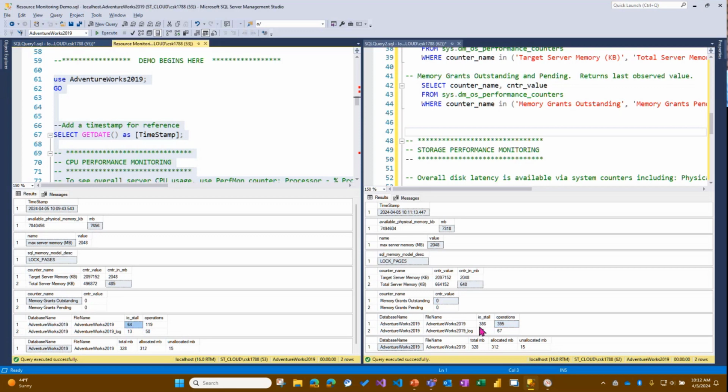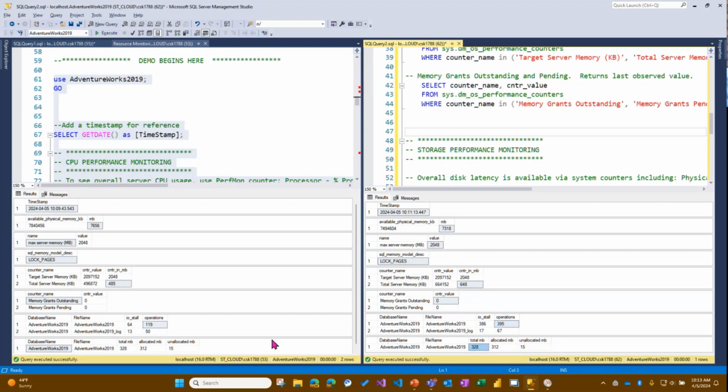So our disk latency, looking at the individual database files, we're now at 386 milliseconds of stall over 395 operations. Could do some quick math here. Again, these numbers are from the time that our server instance restarted. But doing some math, we can see that there's less than 1 millisecond per operation. Then we could use our timestamp, actually. If we wanted to do some math, we could subtract these numbers from these numbers and then figure out our milliseconds per operation per second, or however much time you want to delimit by. But again, under 1 millisecond since it started, so probably not a concern.